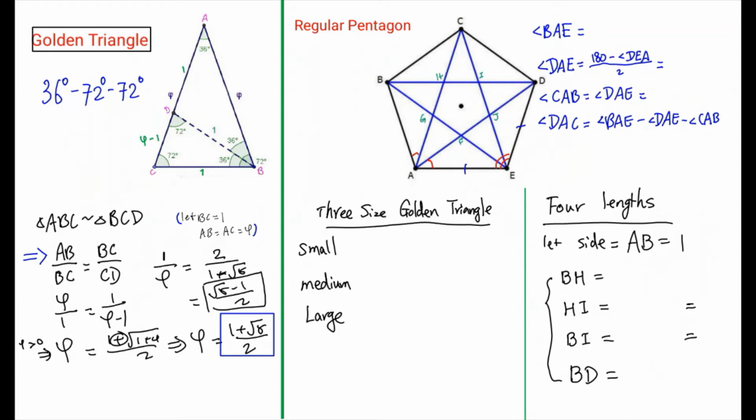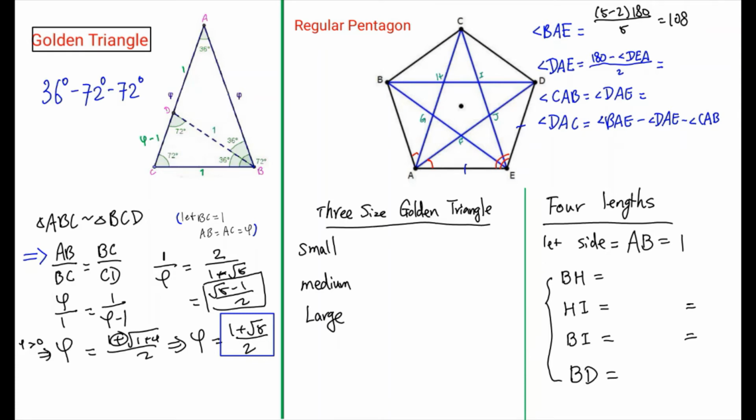Let's have a look at this regular pentagon, A, B, C, D, E. Something to note first is that the angle BAE over here is equal to 5 minus 2 times 180 divided by 5, which is also equal to 108. This also means that all the other angles in the pentagon, here, here, here, here, and here, are also 108.